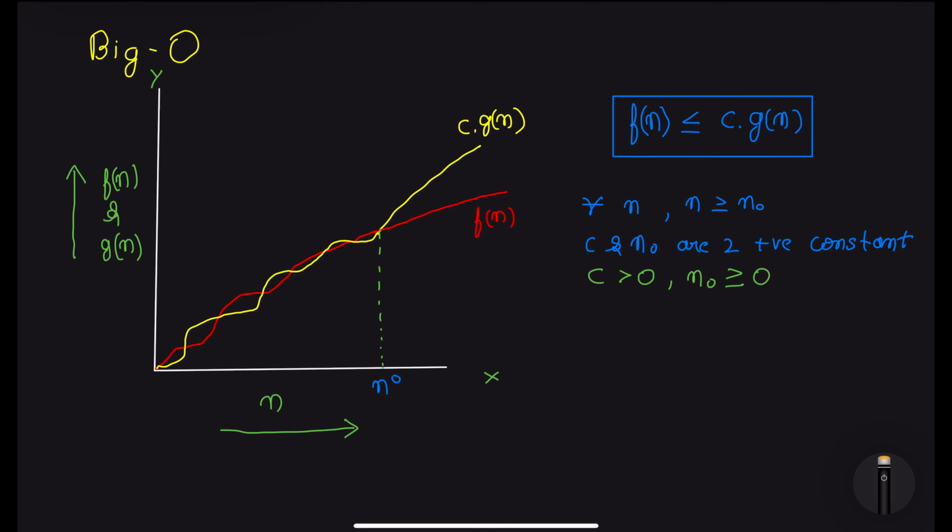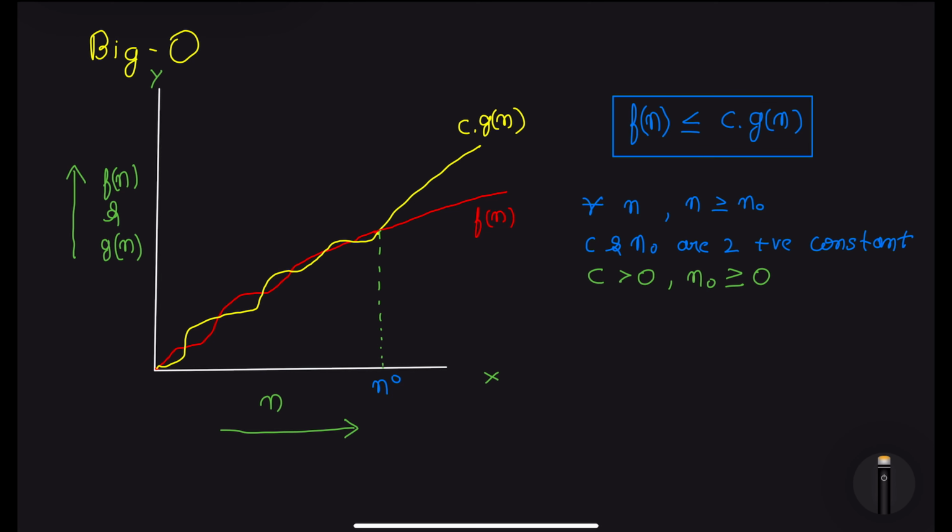We can check in the graph that up to a certain point, the values of f(n) and c into g(n) are not equal. They do not have any relation. Sometimes f(n) is bigger and sometimes g(n) is bigger. But from a certain point, which is n naught, you can see c of g(n) is always greater than or equal to f(n). So at n naught it is equal to, and after n naught it is always greater than.